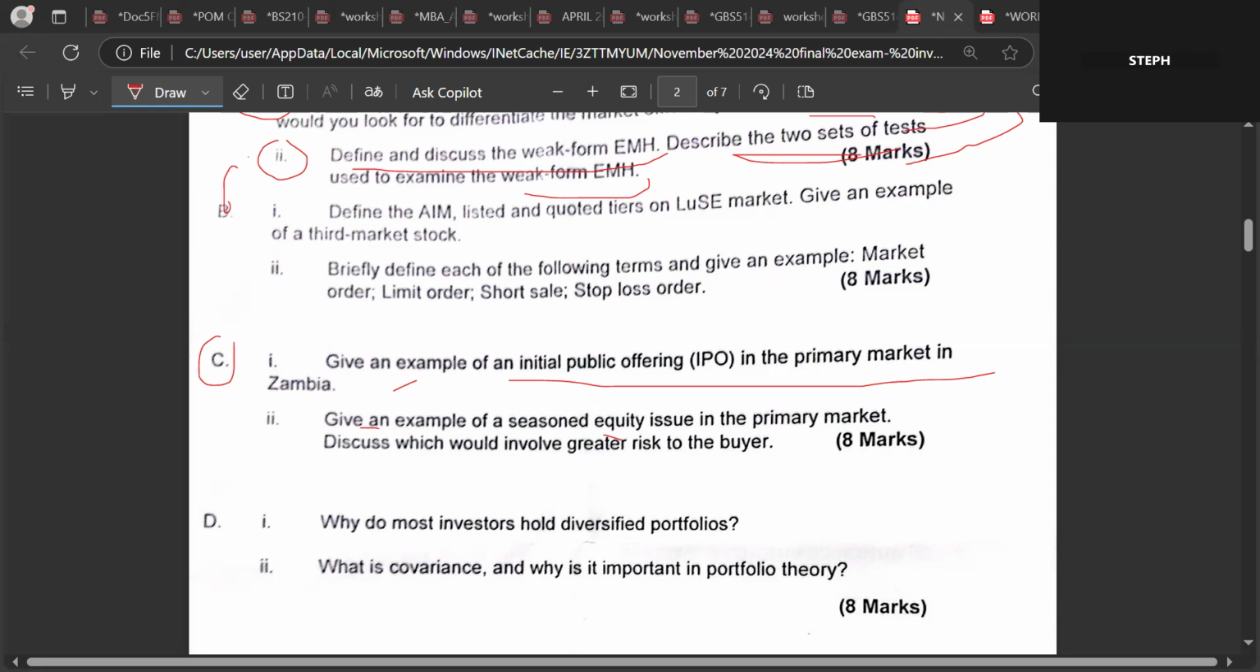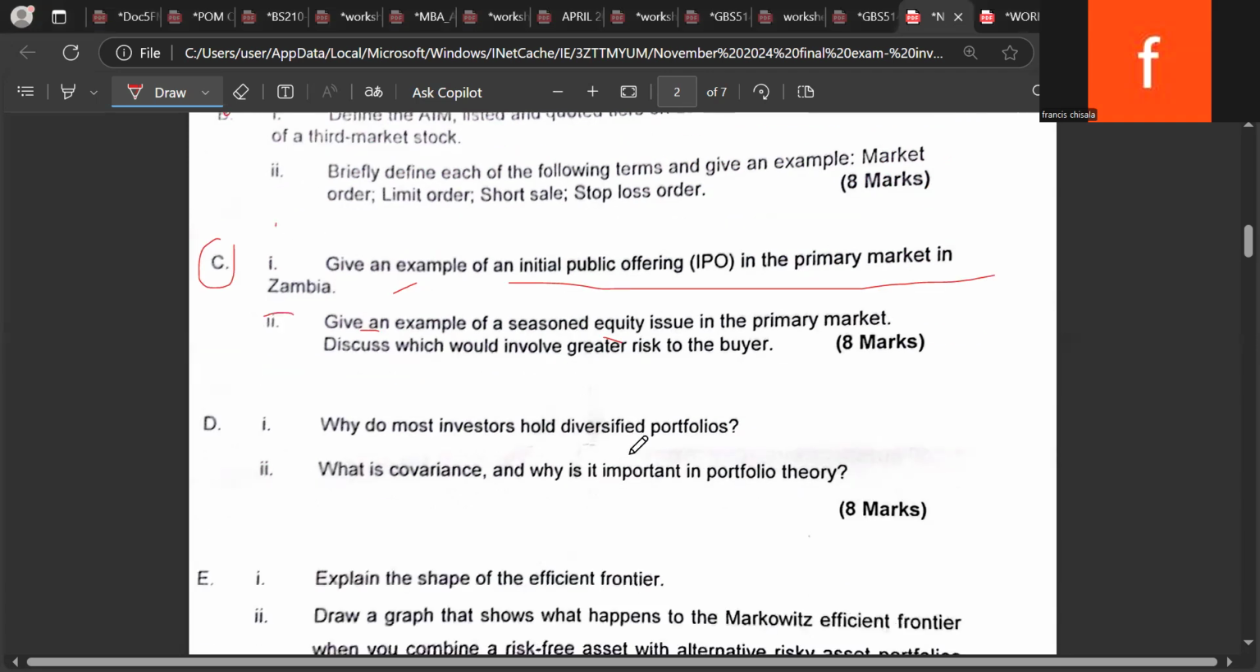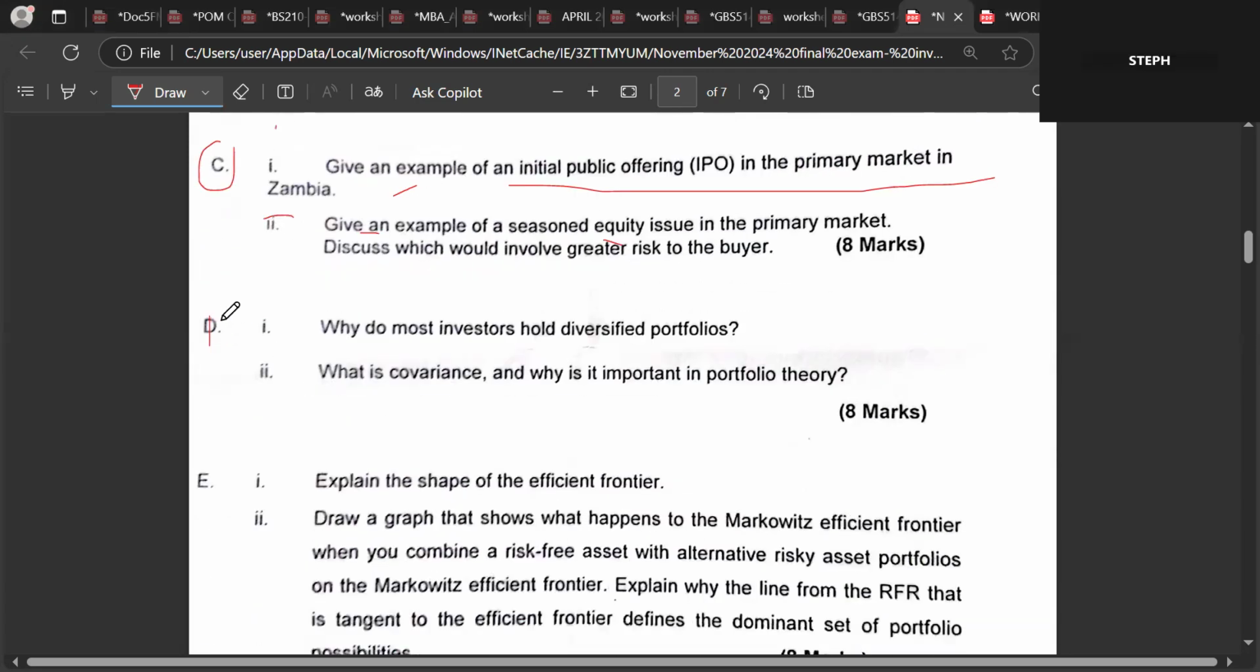So generally, IPOs will carry greater risk because of the lack of information available publicly. And then seasoned equity issues, despite them not being risk-free, are less speculative. So IPOs are mostly based on speculation, whereas seasoned equity issues are less speculative due to the availability of historical data and market performance. Are we okay? Any questions so far? Questions? No, sir. Okay. Let's now look at this next question here.